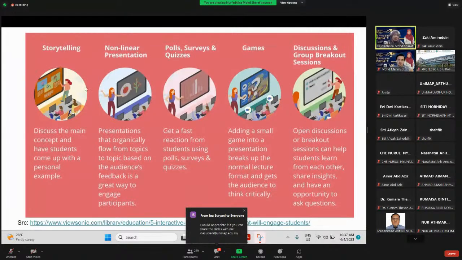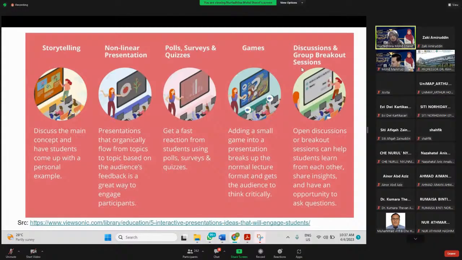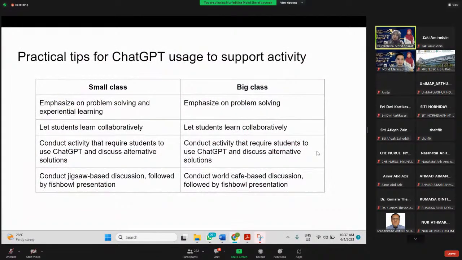Other methods that we can use: do storytelling, do nonlinear presentation. Nonlinear presentation means ask them to suggest and come up with anything, discuss anything. We can also use tools like Mentimeter or Kahoot or quizzes to do polls and surveys. And you can have games in class, or at least supplement the traditional discussions and group breakout sessions, to let students learn from each other, share insight and have opportunity to ask questions.